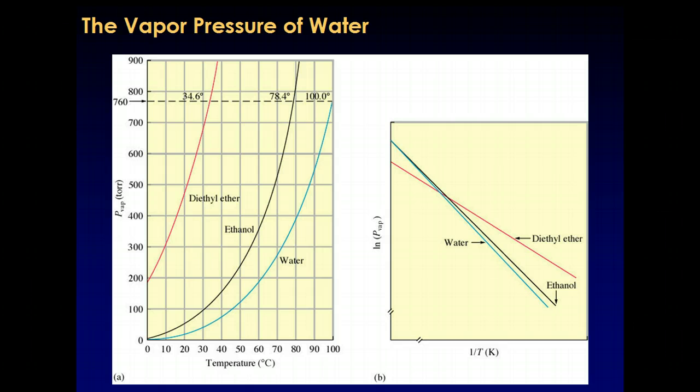So this is just an example of a graph relating vapor pressure to temperature. On the previous slide it talked about how, as temperature increases, vapor pressure increases, and we see this for both the volatile and the non-volatile liquids. Volatile would be diethyl ether. If we pick a temperature, we see that diethyl ether has a substantially higher vapor pressure than water.